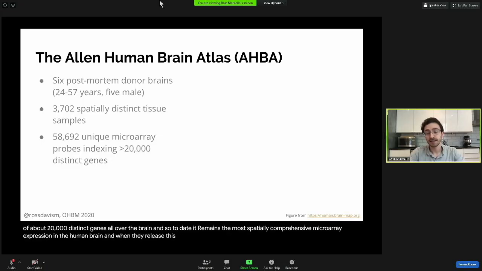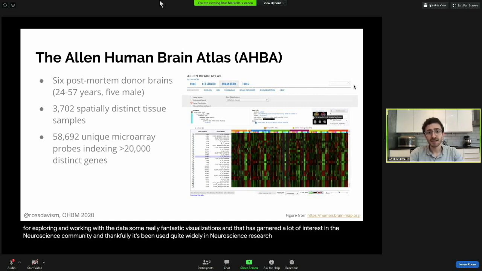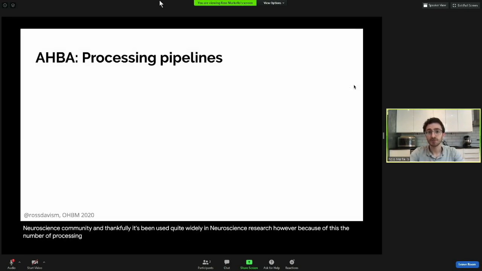And when they released these data, dating back to 2010 with a few updates since then, they made a number of really fantastic web apps for exploring and working with the data, some really fantastic visualizations. And that has garnered a lot of interest in the neuroscience community. And thankfully, it's been used quite widely in neuroscience research. However, because of this, the number of processing options that researchers have taken to go from the quote unquote raw data provided by the Allen Human Brain Atlas to analysis-ready data has varied quite dramatically across the field.